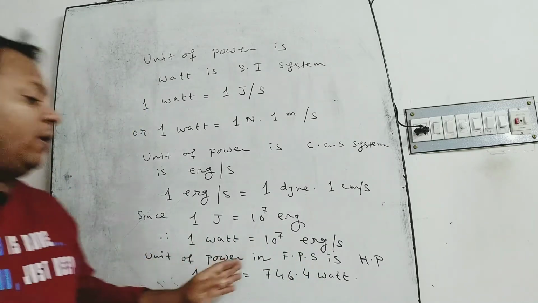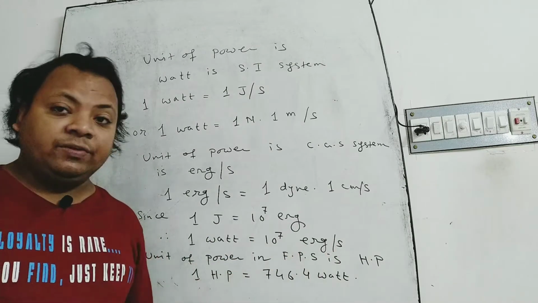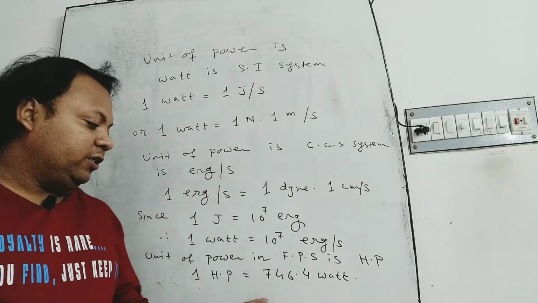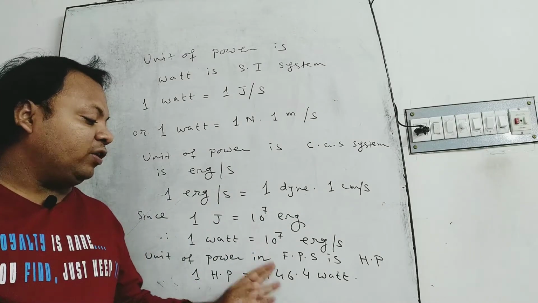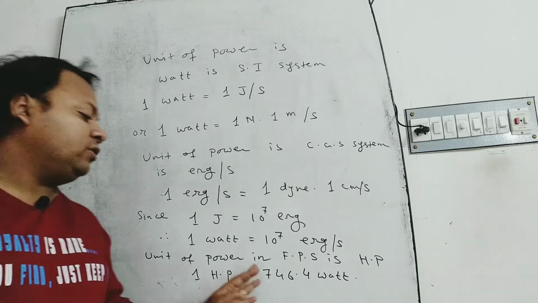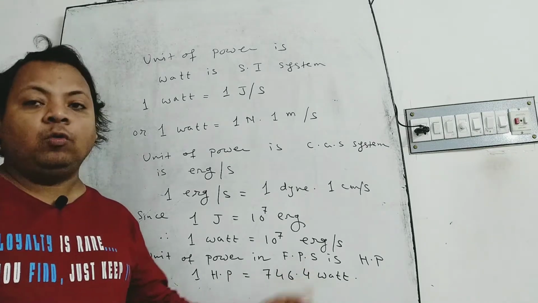And unit of power in FPS system is HP. 1 HP or 1 horsepower is equal to 746.4 watt.